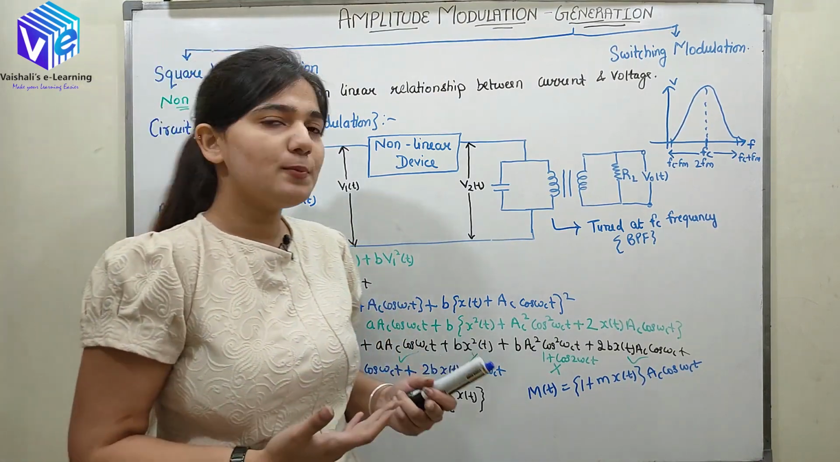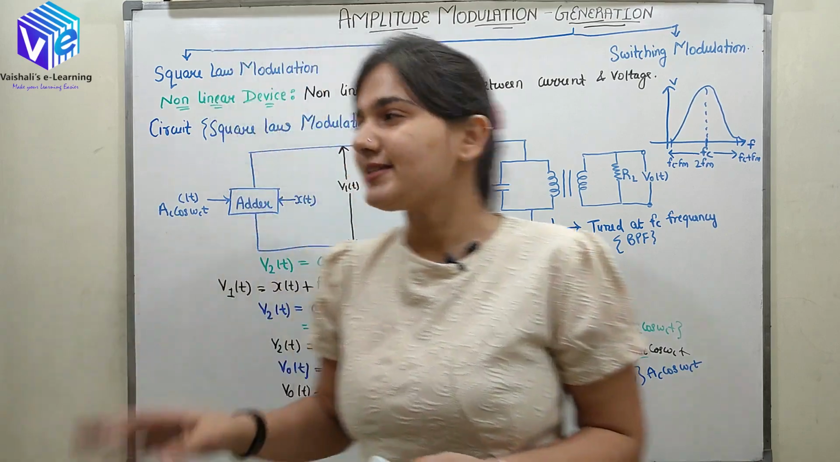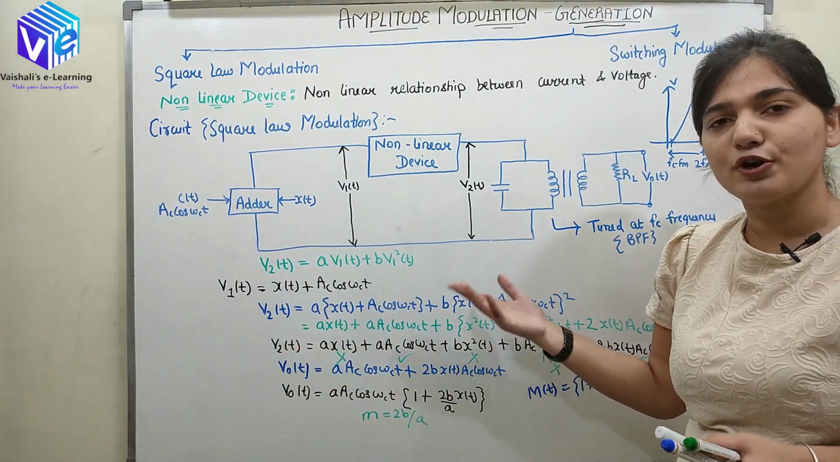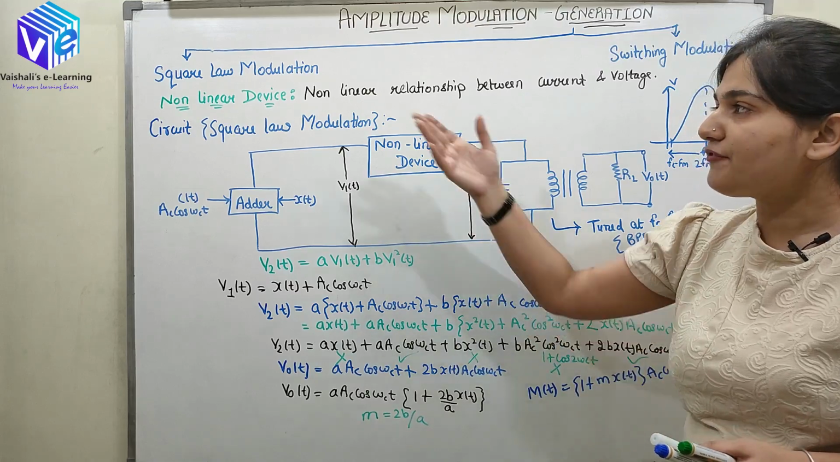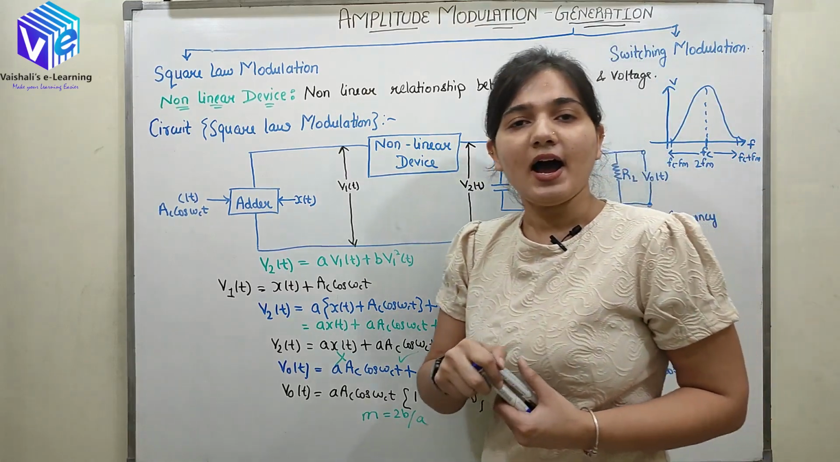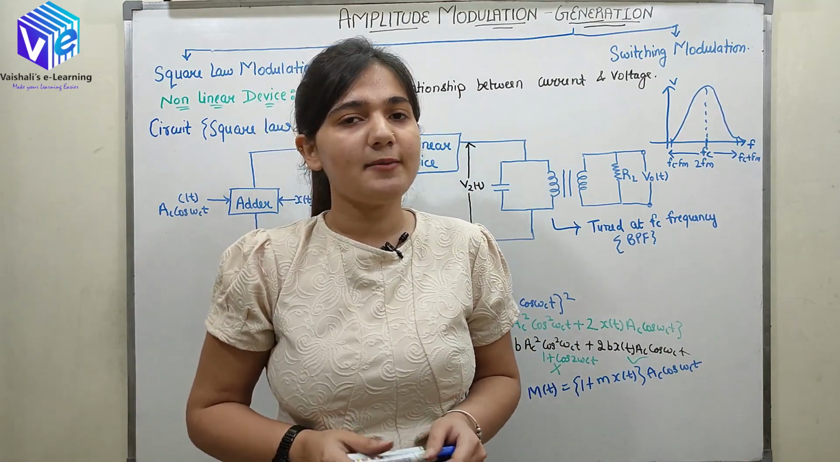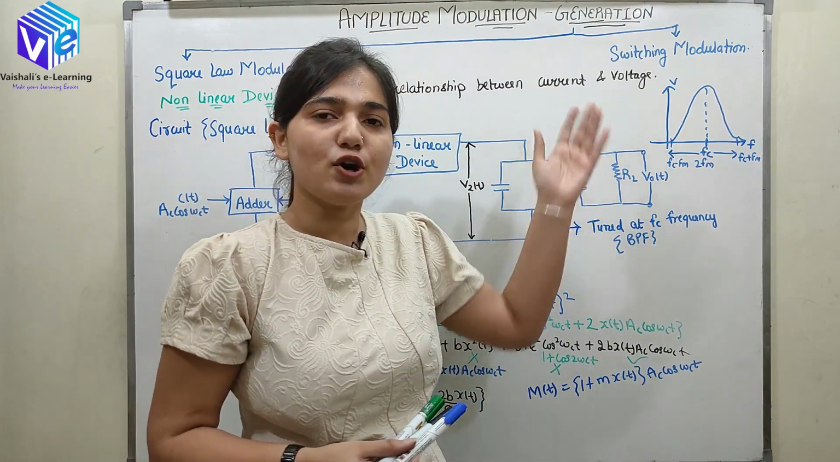So now I hope you are clear about the circuitry and the mathematical part, how I can generate the amplitude modulated signal with the help of square law modulation. I am stopping my discussion here for this video. In my next video I'll be discussing about the switching modulator.